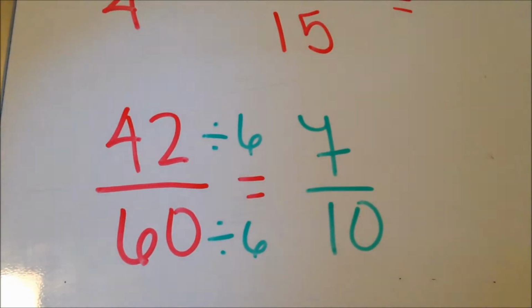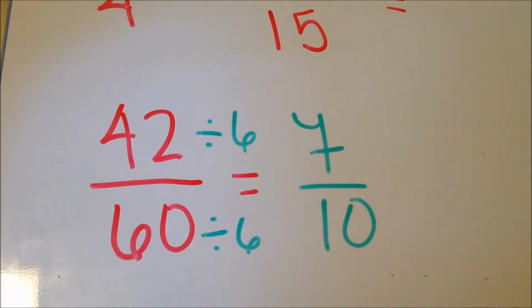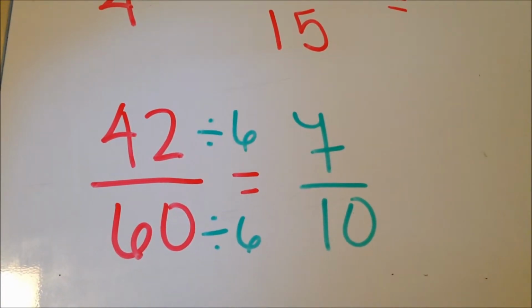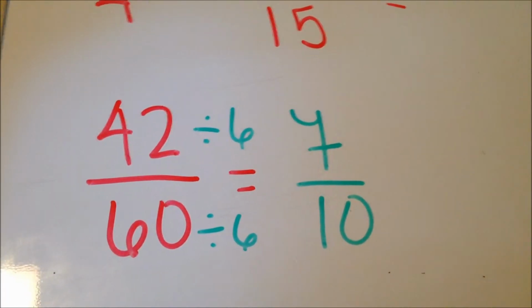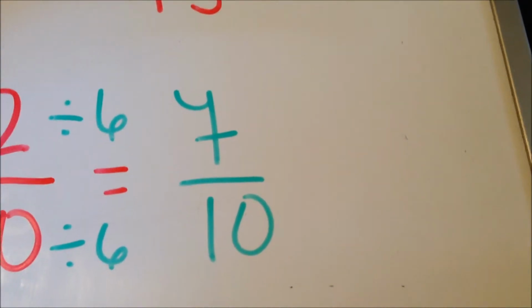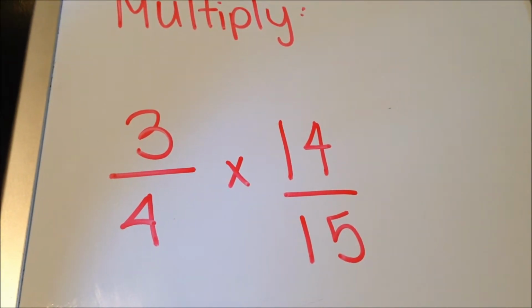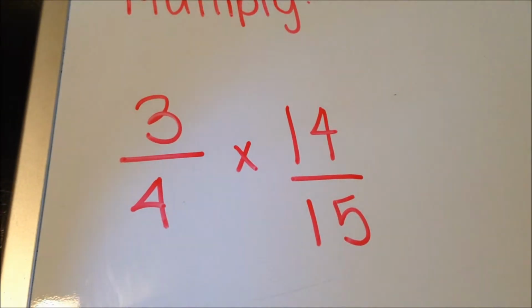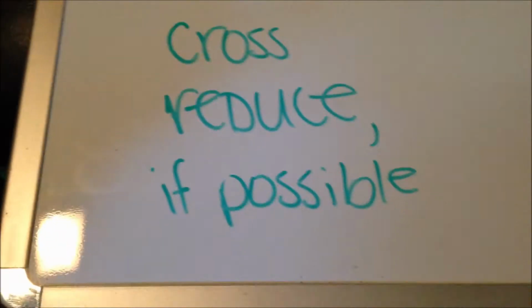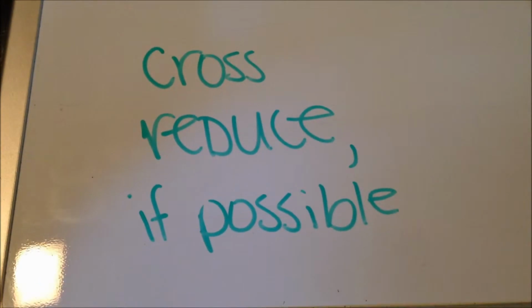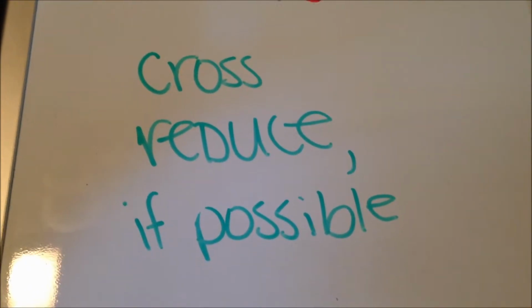Notice, however, that the fraction 42/60 can be reduced by dividing the top and bottom of the fraction by 6. So our final answer is 7/10. The reason I mentioned that this can be done a different way is because there's something known as cross-reducing. So what you want to do is cross-reduce fractions when you're multiplying, if possible.